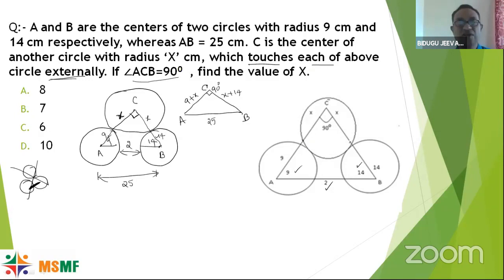According to Pythagoras, I write (9 plus x) whole square plus (x plus 14) whole square, which is equal to 25 square. Is it right? You need to simplify, right? Follow my point. Yes. Hope my voice is audible. Please give the confirmation.